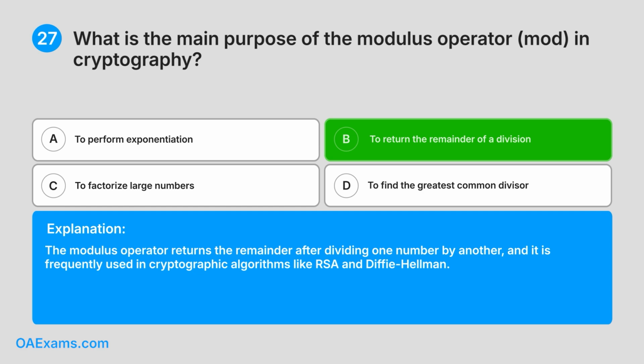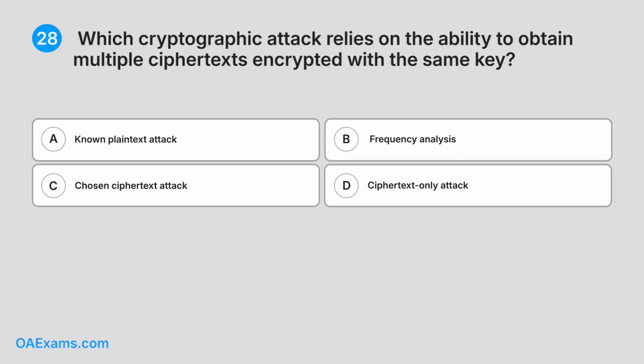Explanation: The modulus operator returns the remainder after dividing one number by another, and it is frequently used in cryptographic algorithms like RSA and Diffie-Hellman. 28. Which cryptographic attack relies on the ability to obtain multiple ciphertexts encrypted with the same key?